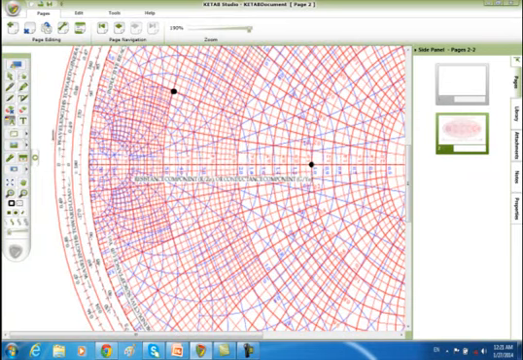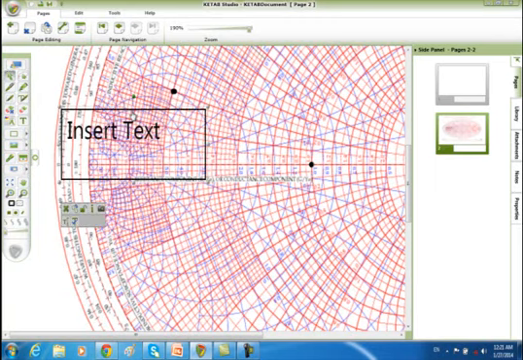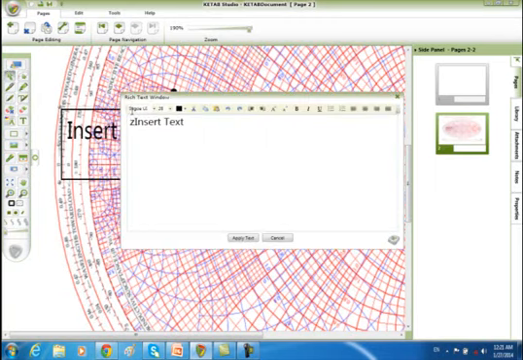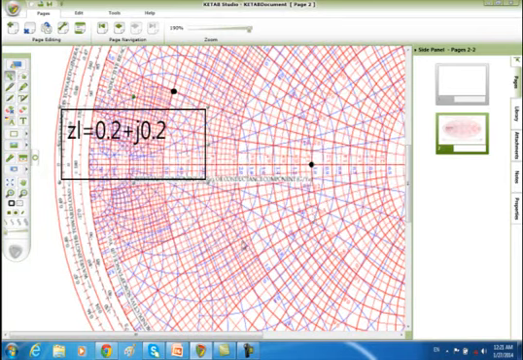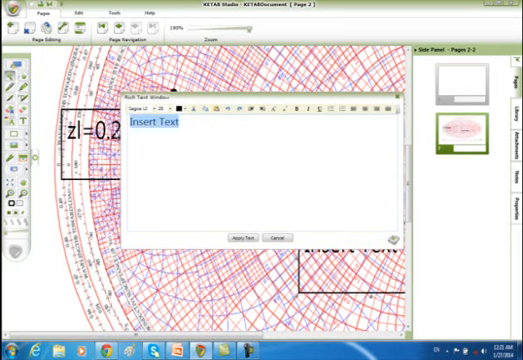So ZL will be here, ZL equal to 0.2 plus j0.2, and Zs is equal to 1, which is also equal to Ys, the admittance.